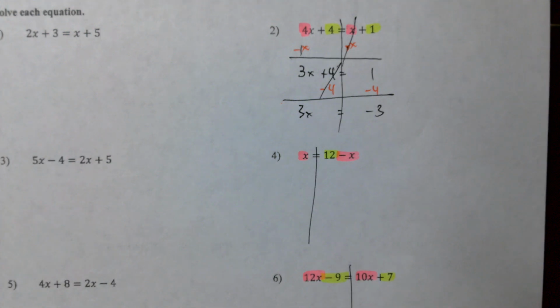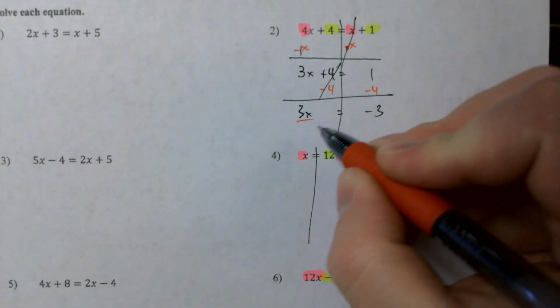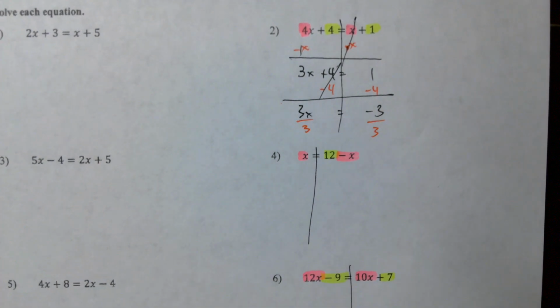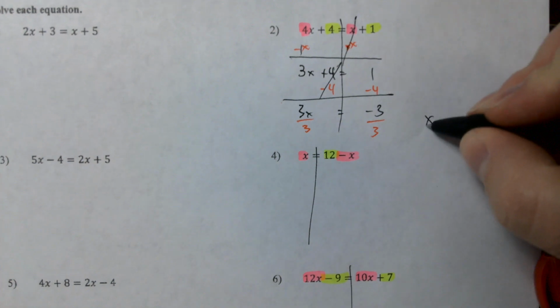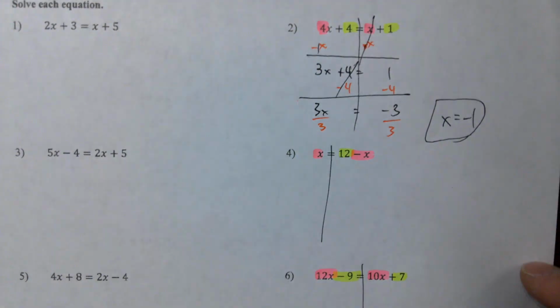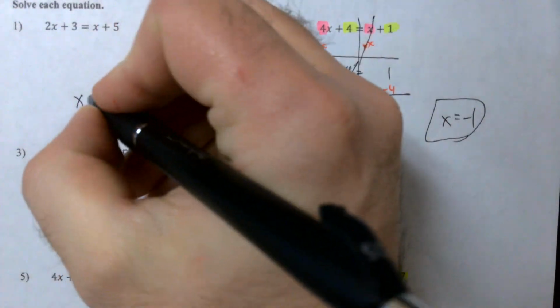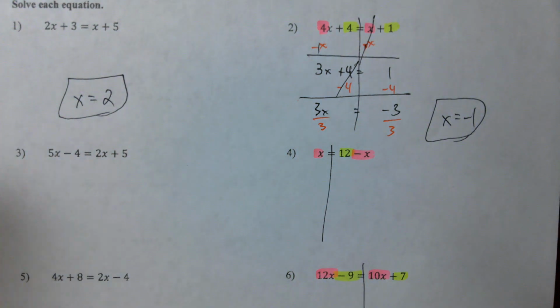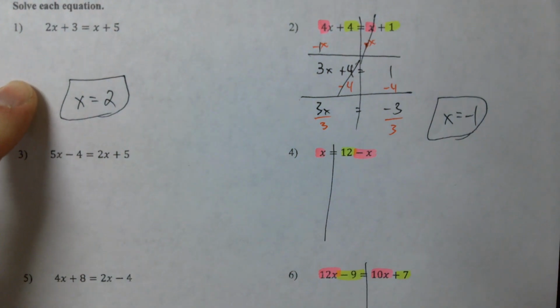Right, so I brought my variable term over to the left, I brought my constant term over to the right. We've been talking about this all week long. What's the last thing I need to do? Divide by 3. What is negative 3 over 3 going to give me? Negative 1. Great job. For number 1, you should have got x equals 2. Is that what you got for number 1? Yeah?